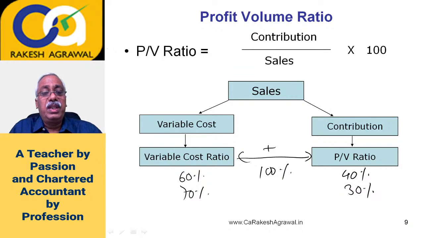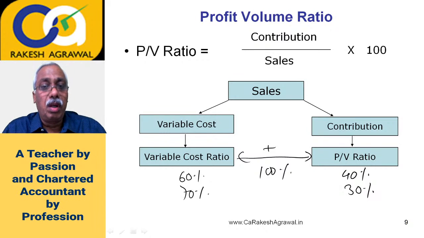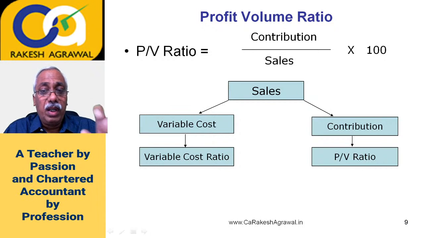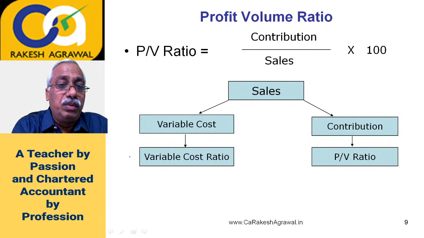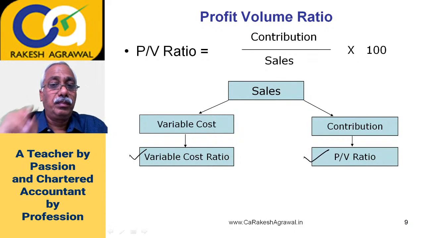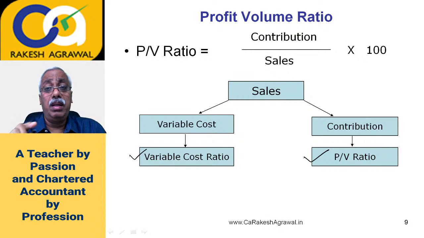So if one ratio is given to you, the variable cost ratio, you can instantly get the PV ratio, or if the PV ratio is given to you, you will instantly get the variable cost ratio. So that is what you have to remember. These two ratios are complementary to each other. Complementary means the total of these two ratios is always 100%. One more speciality is, for a given question, these two ratios will remain constant, unless you change the data.